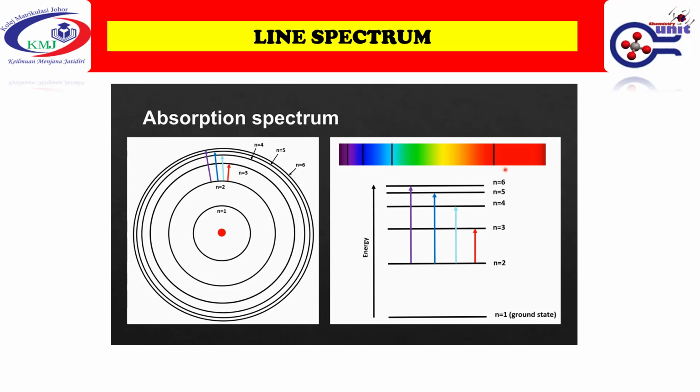So to summarize, the reason for these black lines on an absorption spectrum is that the electron transitions between n equals 2 to 3, or 2 to 4, or 2 to 5, or 2 to 6. The electrons have absorbed the energy, and the energy that's absorbed corresponds to the wavelength of visible light.